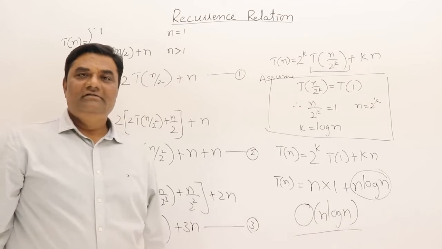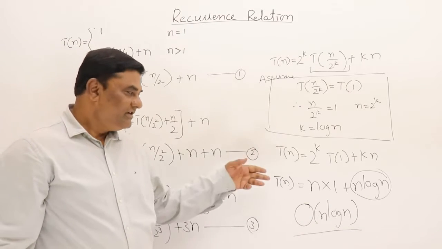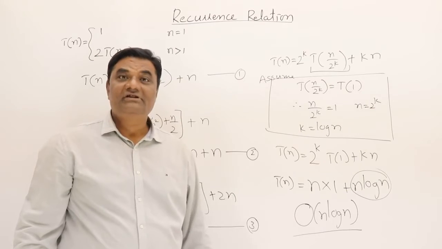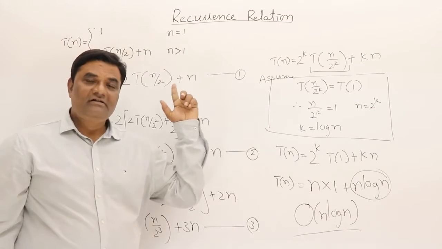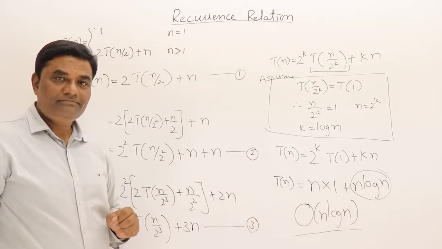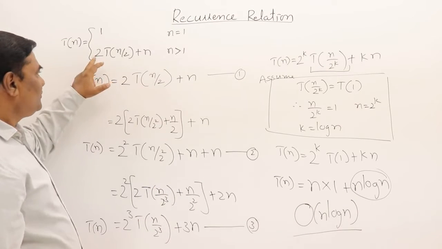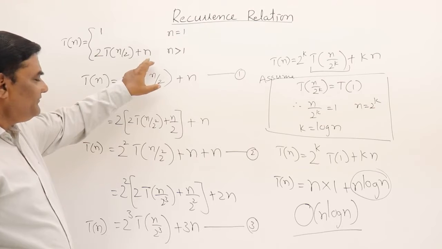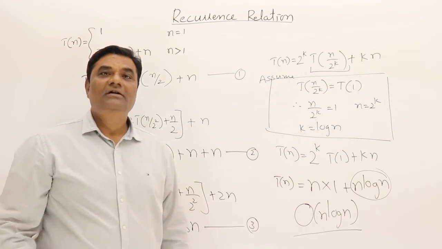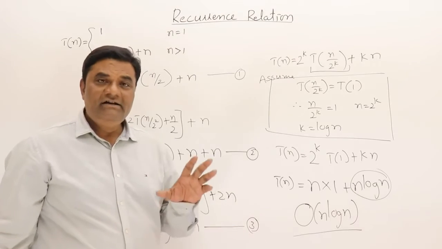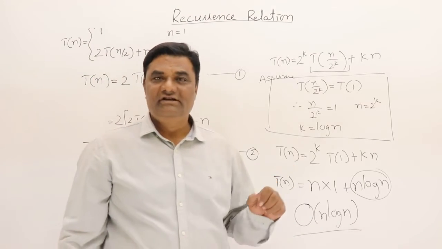That's it. This is the recurrence relation. The solution of the recurrence relation is n log n. This is a very important recurrence relation. Again I am telling you, you should know that if you have 2T(n/2) + n, then this will be the result. That's all. We will end recurrence relations here.